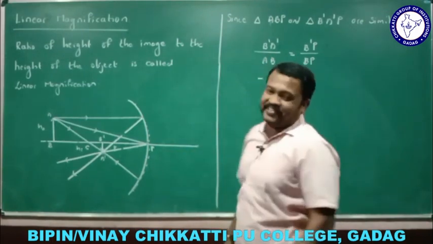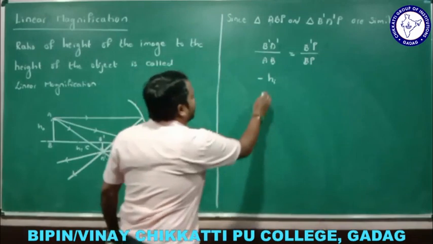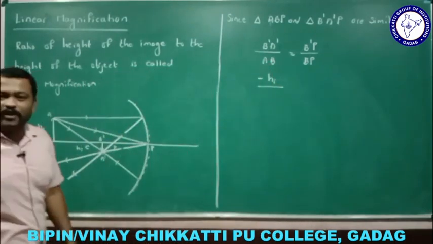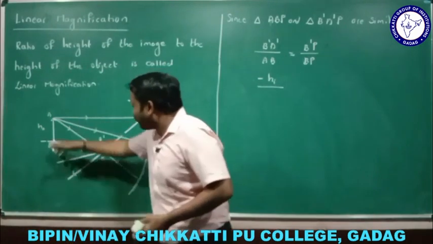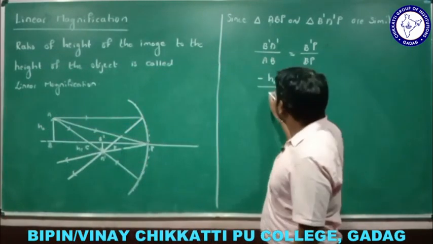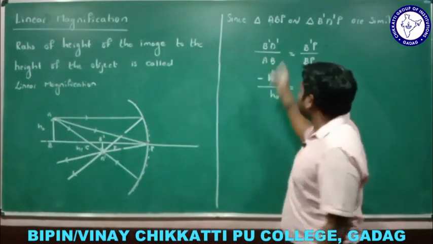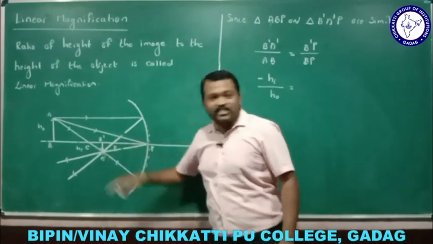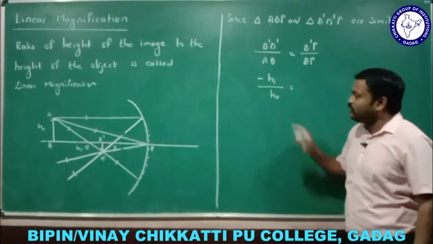But what is that now here? Minus. Divided by, what is AB? Height of the object. Shall I take HO positive or negative? Positive. Why? Because it is upwards. HO, that is equal to, shall I take it like this? B dash A dash is the height of the image, HI. Since it is downward, I took it as minus HI divided by HO.